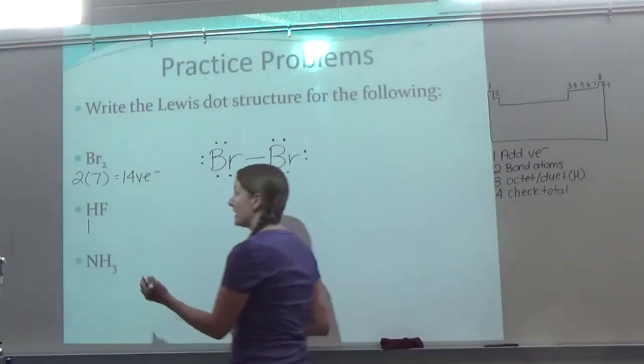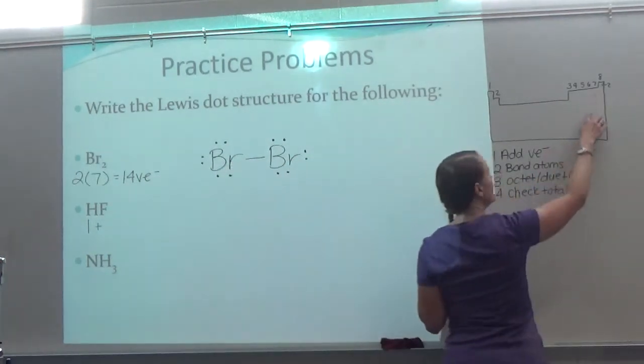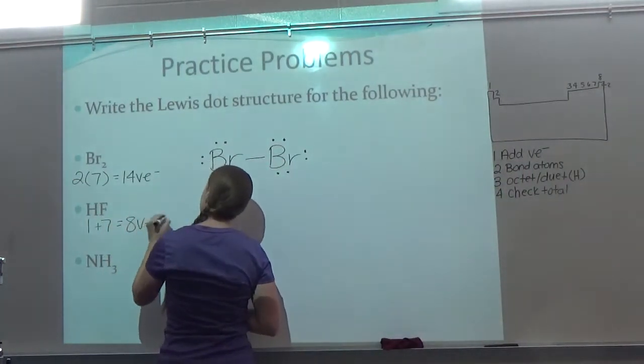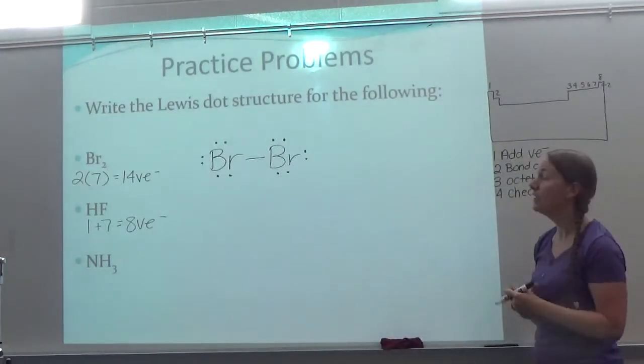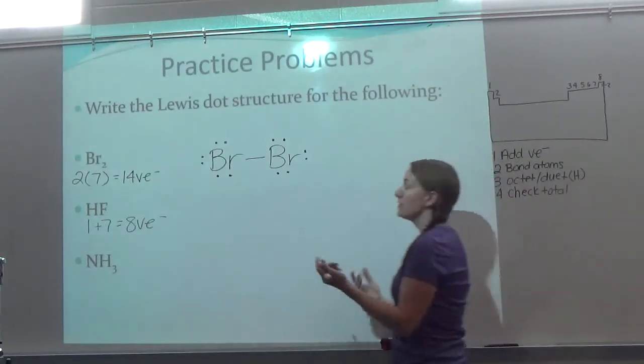All right, so H just has 1 plus F. F is in group 17, so it has 7. So that gives me a total of 8. So see, if you messed up your total, go ahead and pause the video and try to fix it real quick. All right, so we have 8 valence electrons. So now we're going to bond our atoms. So we have H and F.